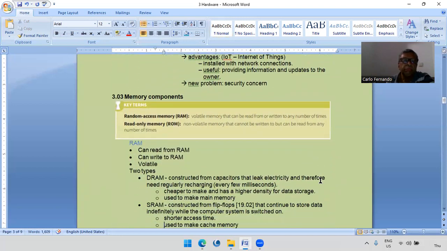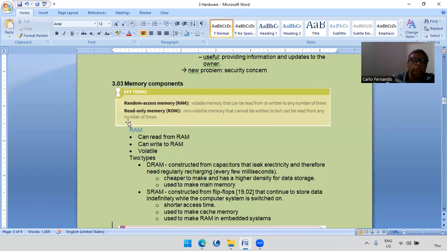Memory components. The key terms are RAM and ROM. RAM is volatile memory that can be read from or written to any number of times. Read-only memory, non-volatile. Volatile means temporary, only till the power is present. The non-volatile memory that cannot be written to, you can't write anything into the ROM, but can read from.